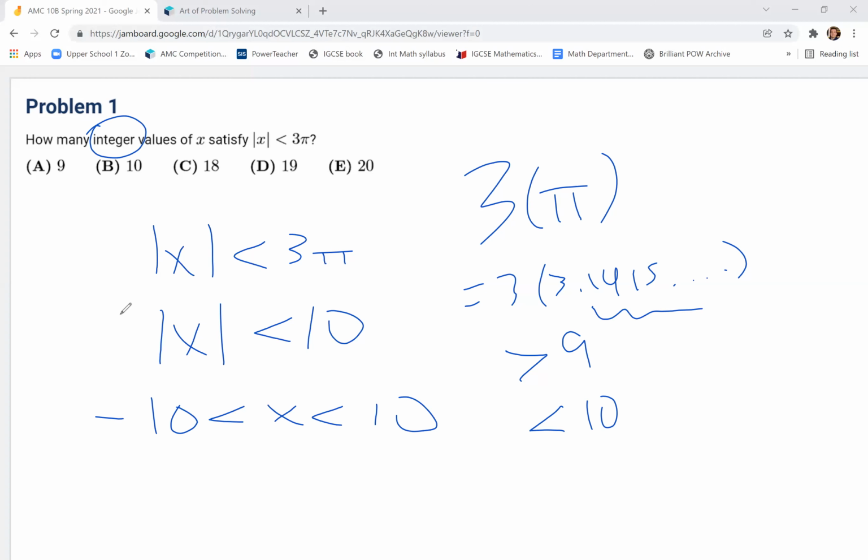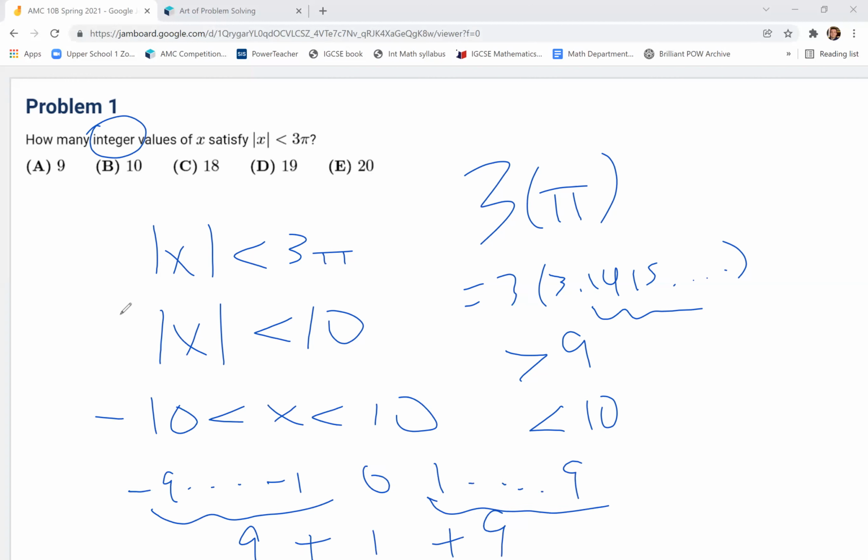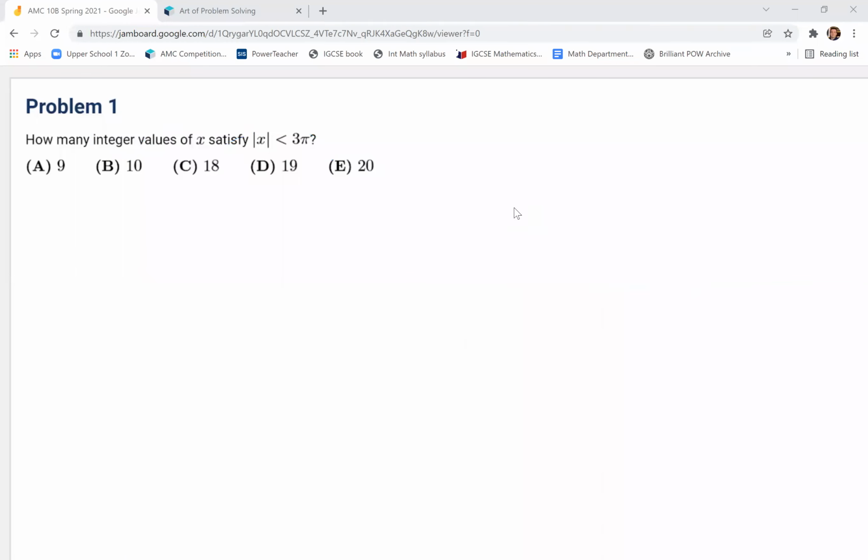Well, if you think about it, it's going to be negative 9, 8, 7, 6, 5, 4, 3, 2, 1, which is 9 numbers, right? But then you're also going to have 1, 2, 3, 4, 5, 6, 7, 8, 9. That's another 9 numbers plus 0. So you have 9 plus 1 plus 9, which is 19. So there are 19 integer values that satisfy this equation. So pretty easy start, nothing too crazy.